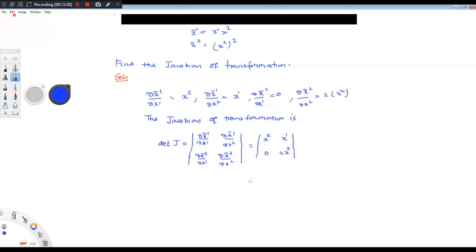And what is this? This is equal to this cross product. So this is 2 times x2 square. Don't write it as x raised to 4. This you should take care. So 2x2 square is the Jacobian of the transformation.